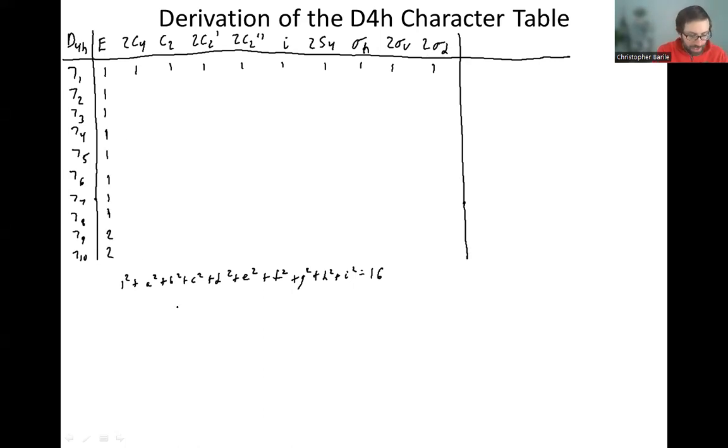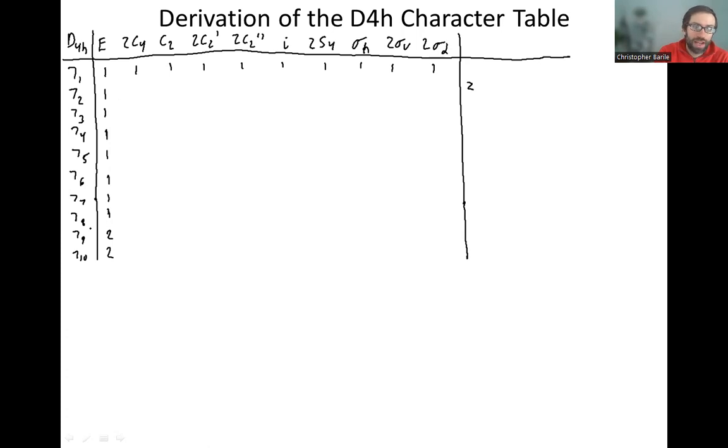Again, the ordering that I do this is totally arbitrary. I'm just going to erase this because we're going to need more space. And at this point, the best thing to do is to start testing various functions. A nice one to start with is always z. So we'll test the function z, hoping that it doesn't transform as a totally symmetric representation, but that it transforms as something else.